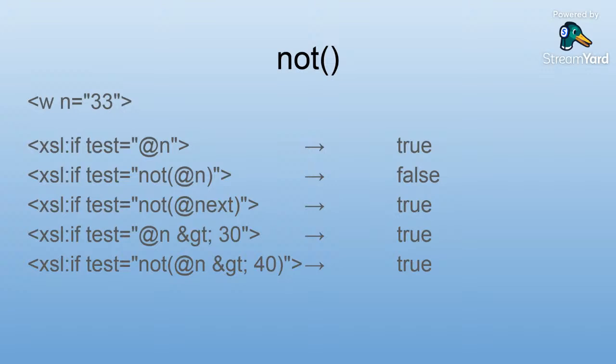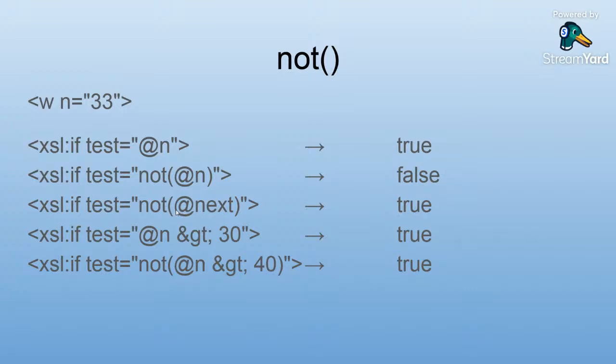So in this case, the first Boolean example we have is not. We have a W tag with an N attribute containing 33. And I'm saying if test equals, so is there an @n on this? Is there an n attribute on there? Yes, there is. So the answer is true. Second one, is there not an @n attribute on here? Well, there is an @n, so there is not an @n, therefore it is false. Double negatives make that confusing, but so it is false.